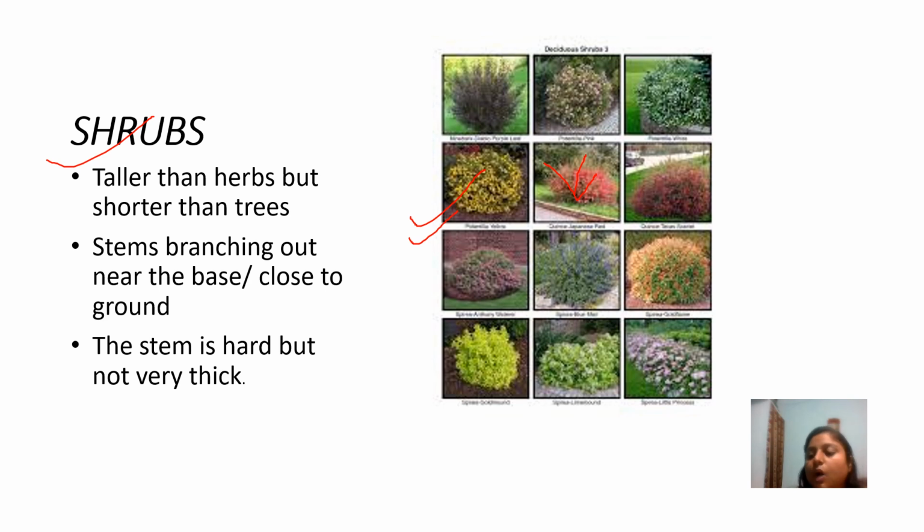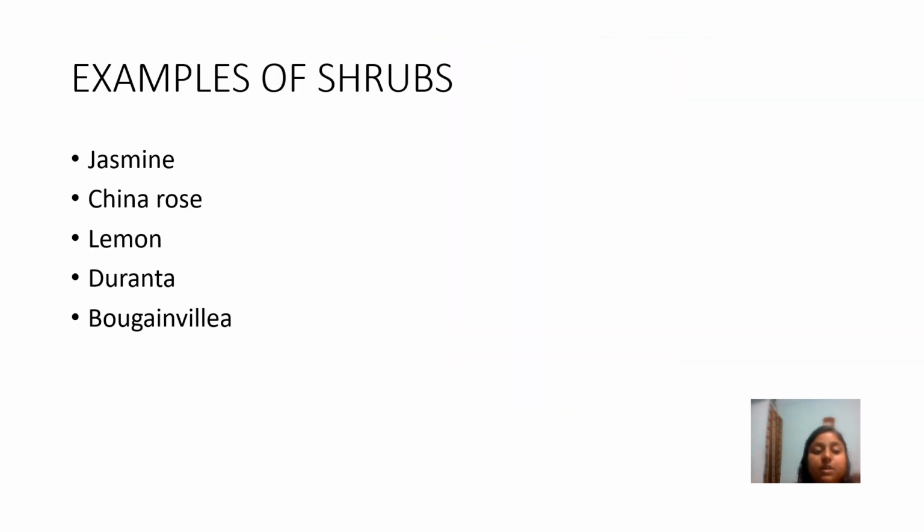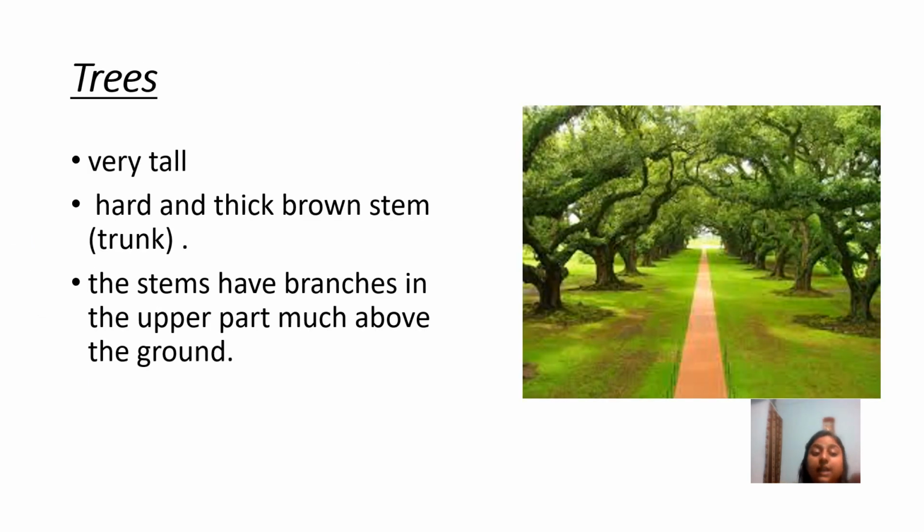Okay, now let's see some examples like jasmine, china rose, lemon, duranta and bougainvillea. Okay, bougainvillea. So these are some examples of shrubs. Okay, students, now come to the next.